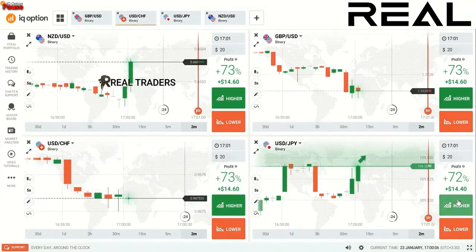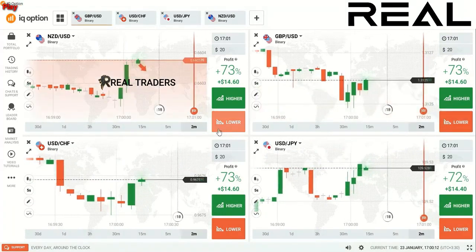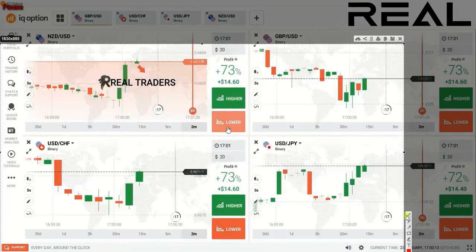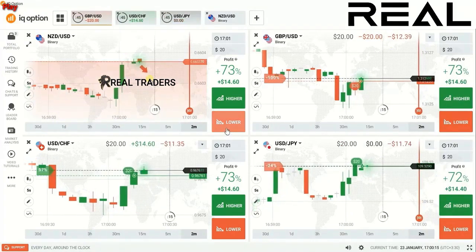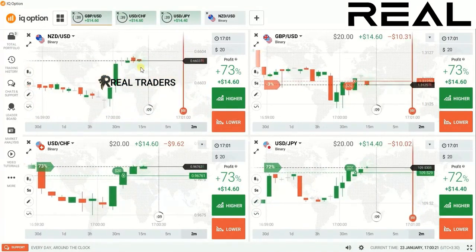You can see here I got my confirmation, so I place my trade. Here there is still no confirmation, but I place my trade directly here, but you should always wait for a confirmation. Here I place my trade directly, but here I'm waiting for a bearish confirmation.